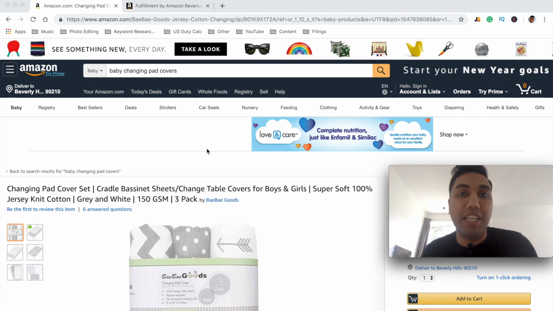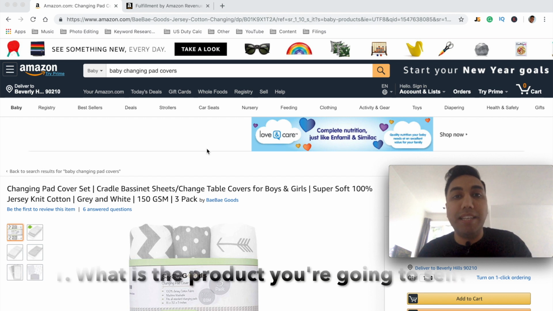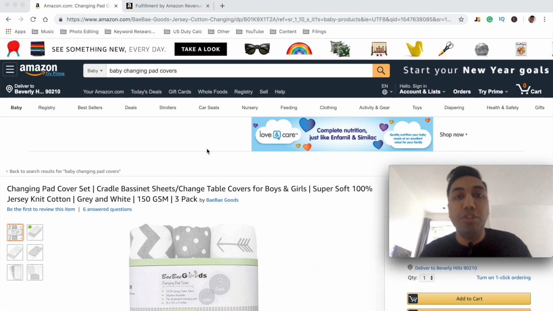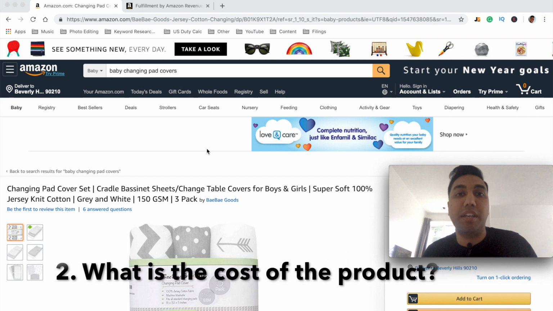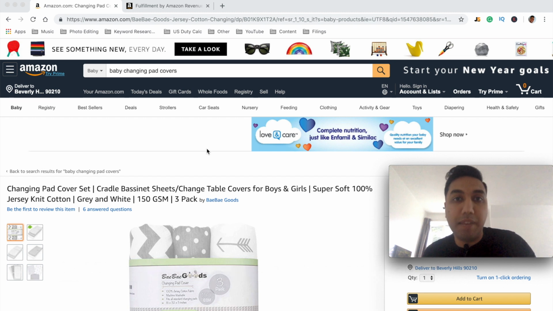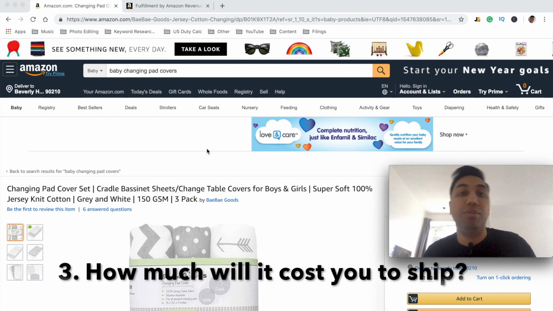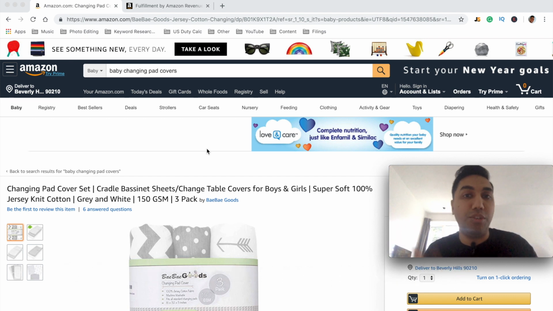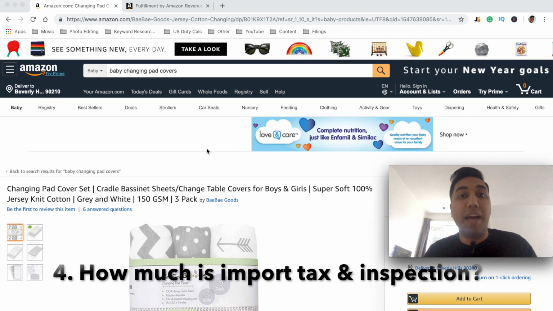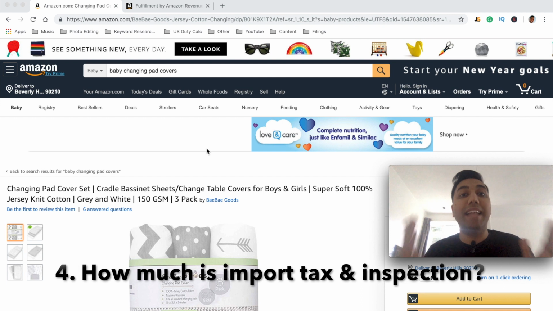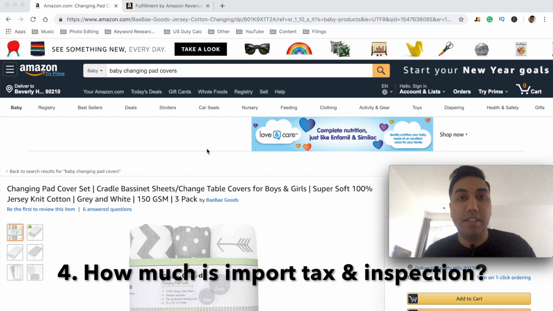Before you go into all of this, there's a couple of things that you should already have. One, the product that you're looking to sell. Two, you need to know the cost of the product that you're going to buy from the supplier. Whether that's $5 or $3 per unit, you need to know how much it actually costs. Three, you need to know how much it's going to cost you to ship the product over to your destination, whether that's the US, UK, or wherever you're going to sell it. Lastly, you need to know how much import tax is going to cost and how much it's going to cost you to inspect the product.